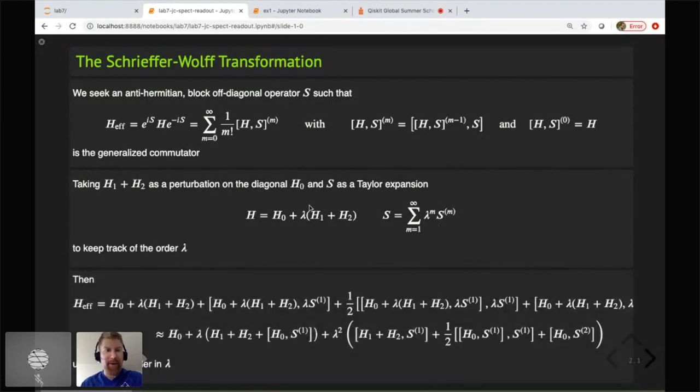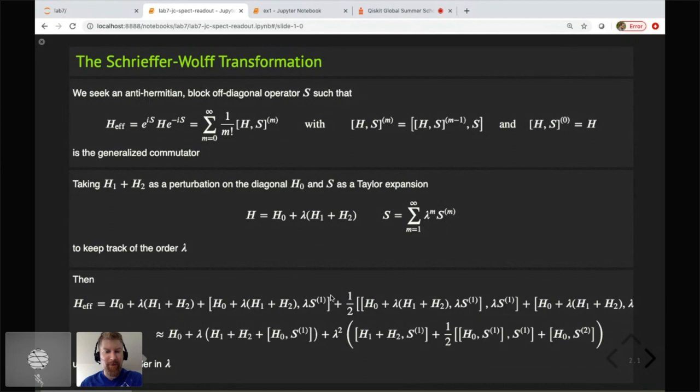So by keeping track of these lambdas, we can start to perform this calculation for the H0, H1, and H2 components of our matrix. In particular, we have the Hamiltonian we started with before. This comes from the zeroth order generalized commutator.